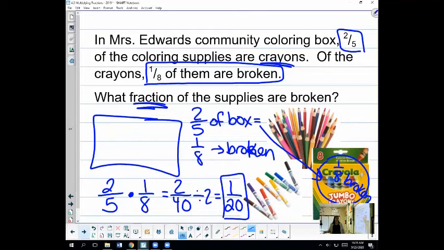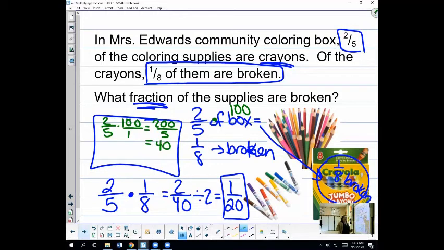So let's put it into perspective. Let's say I had 100 items in the box. So what would this be? If I did 2/5 times 100 over 1, that would be 200 over 5, which would be 40.